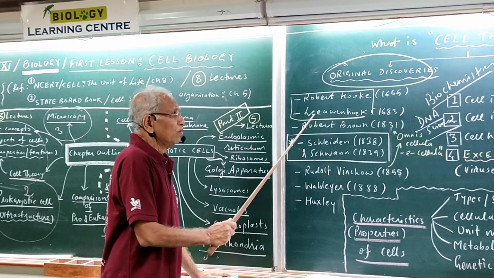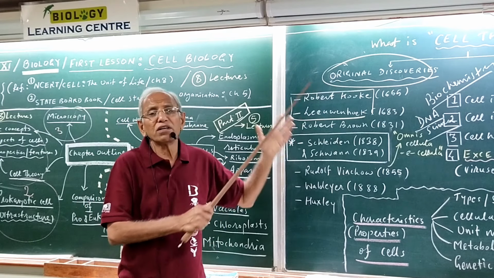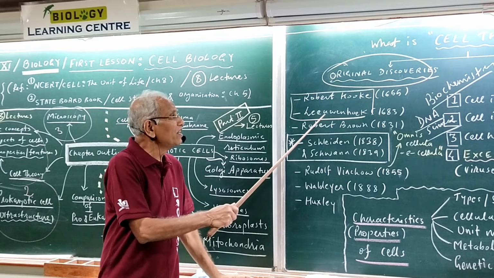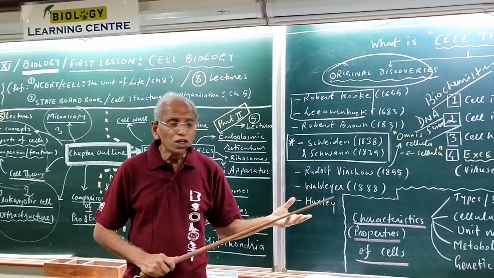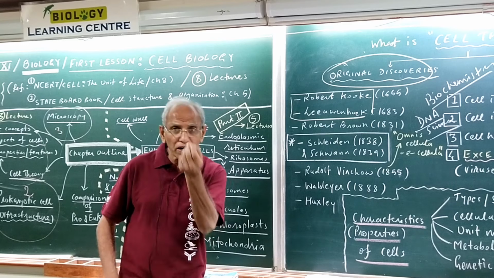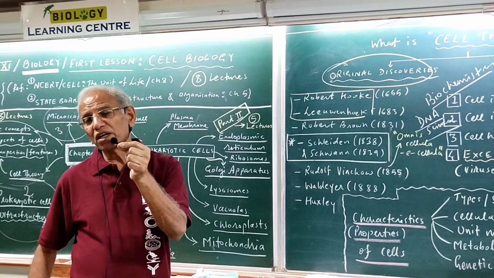So, understand, Leeuwenhoek's name has to be mentioned every time with cell biology because he did pioneering work. He was the first to observe bacteria. He was the first to observe the red cells. He was the first to observe the minute organisms in dirty water.